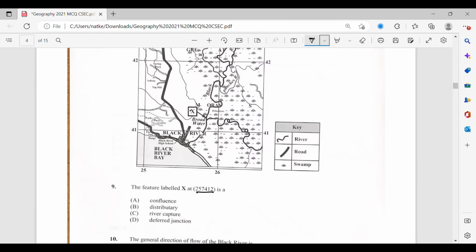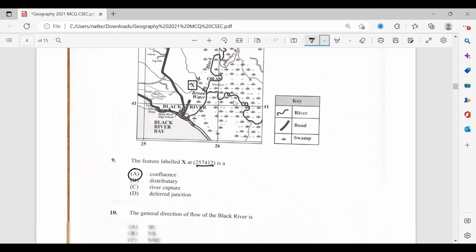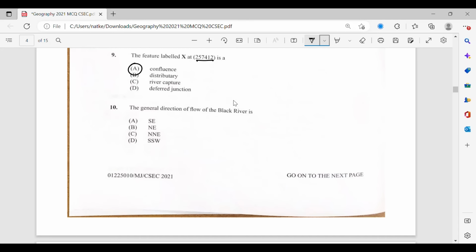So we are seeing a river coming down here, and it's joining another river here. So the point at which a smaller river or a tributary joins a main river is called a confluence. So for number 9, it would have been letter A. Number 10, the general direction of flow of the Black River is.